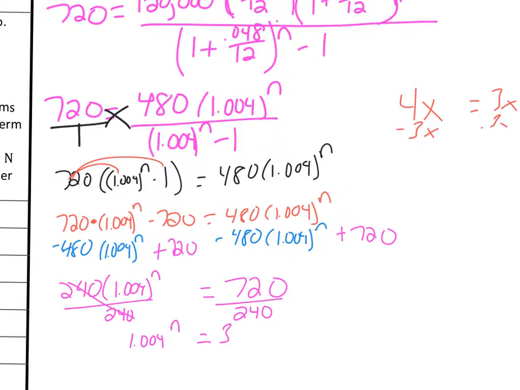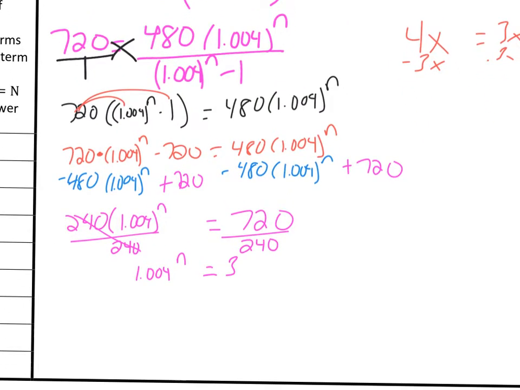This is now a log question where I change it from exponential to logarithmic form. So again, log base 1.004. Base will stay the base. Okay, and then switch the other two. Or remember that a log always equals the exponent. Go to your calculator, type it in. This gives you n.